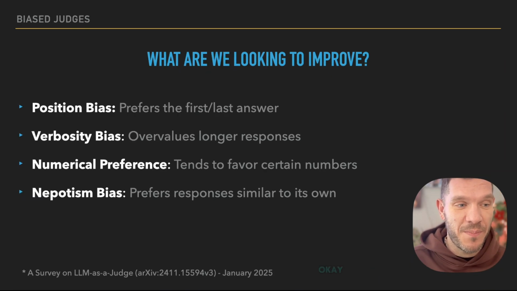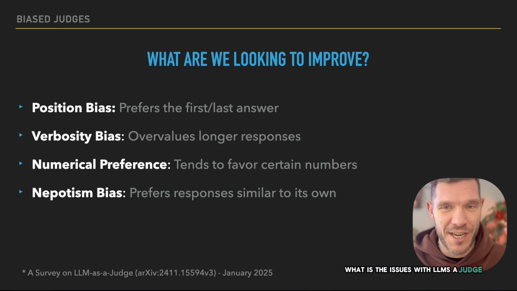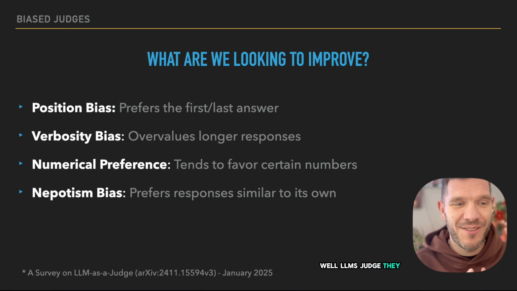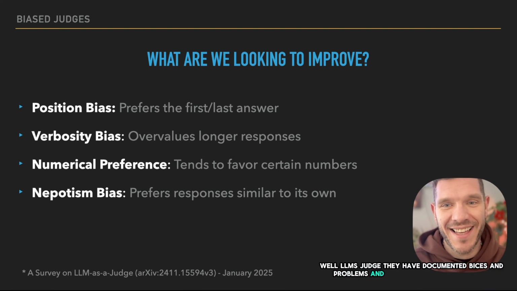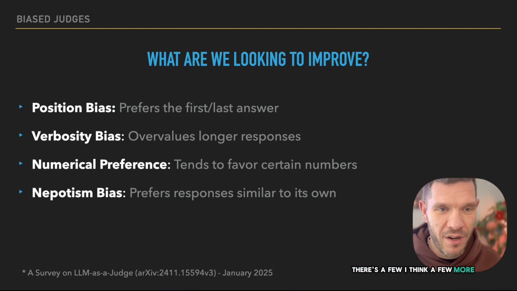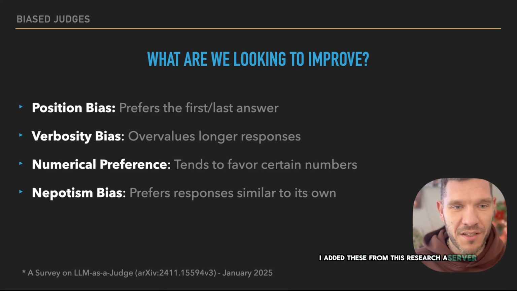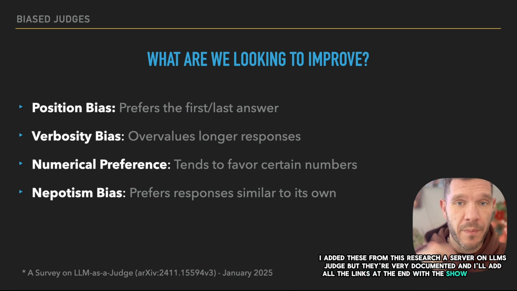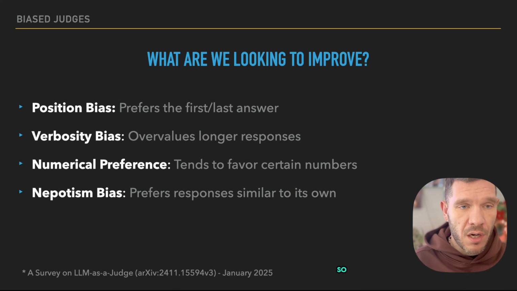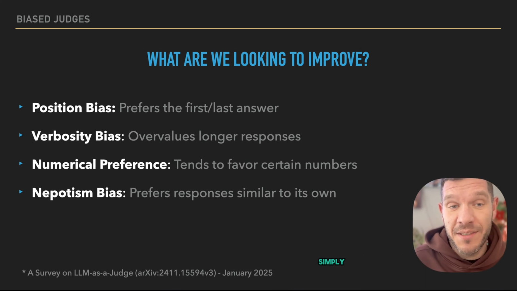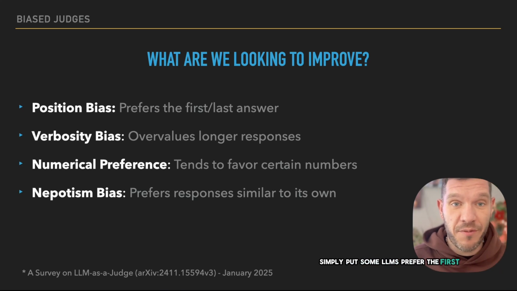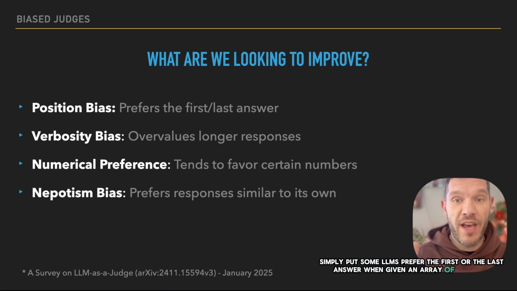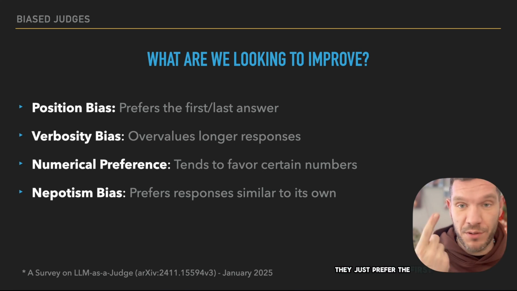That's the hypothesis, okay? What are we actually looking to improve? What are the issues with LLM as a judge? Well, LLM as a judge have documented biases and problems, and these are just some of them. I think there are a few more. I added these from this research, a survey on LLM as a judge, but they're very well documented. And I'll add all the links at the end with the recording. So, for example, there's the position bias. Simply put, some LLMs prefer the first or the last answer when given an array of different answers to grade between.